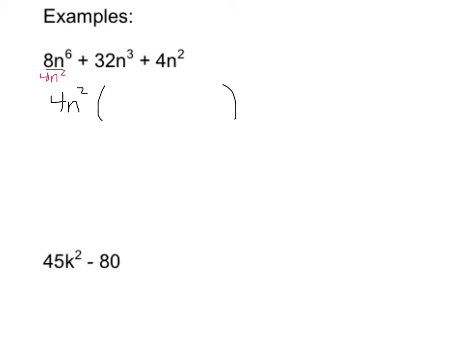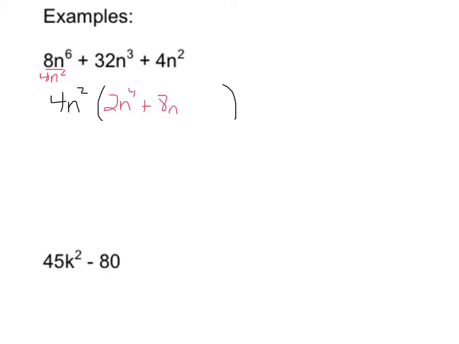And that's important to remember because what is our new term if we factor out 4n squared? Well, we would end up with a 2, and we took away 2 n's, so now we have 4. Remember, our exponents are subtracted in division problems. 32n cubed divided by 4n squared would give us 8, and we take away 2 n's, so it's just 8n.